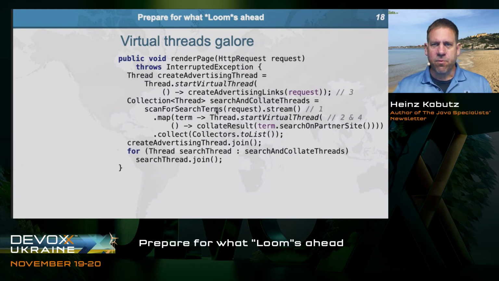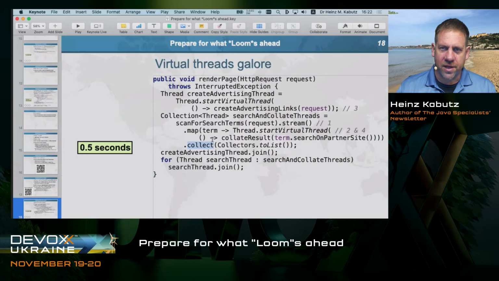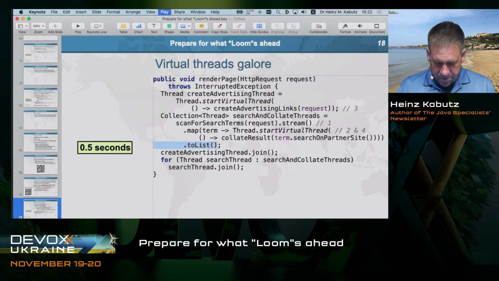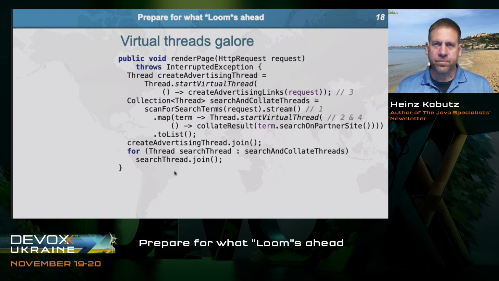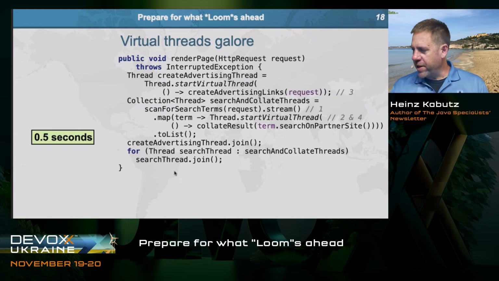And then this also is more simple. We can again say Thread.startVirtualThread, where we collate the results of the search on the partner site result, and that then gets put into a list. Actually, I changed most of the places, and this one I somehow missed. So that makes it two lists. And then we can join these over here and wait for them all to be done before we exit, just like the other ones as well. And again, the time is pretty good.